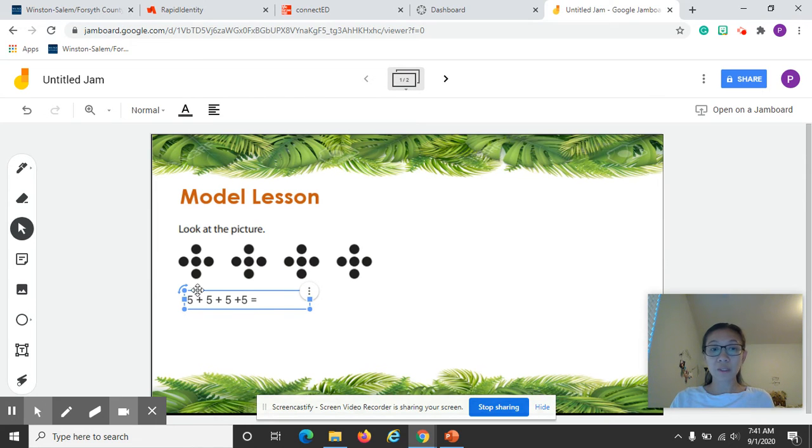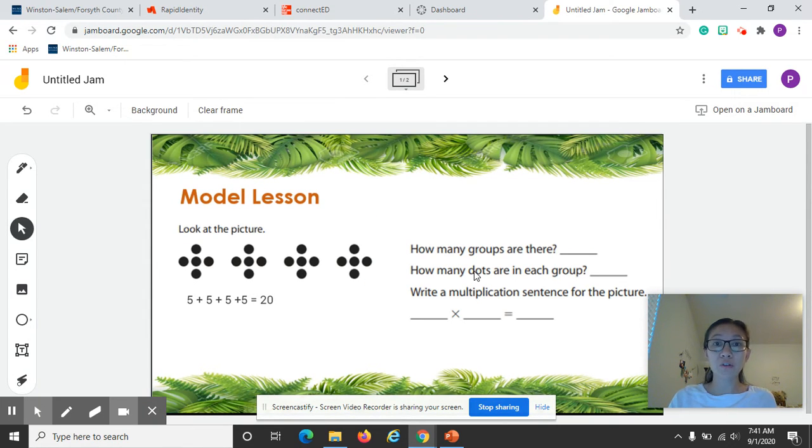Each 5 is representing the number of items in each group. And we know that 5 plus 5 will give you 10, plus 5 will give you 15, and another 5 will give you 20. Now, how do we use this model in making a multiplication equation?